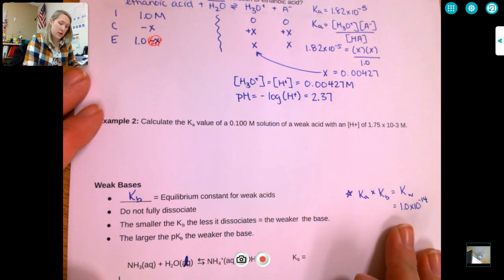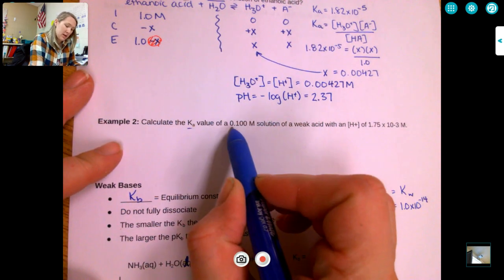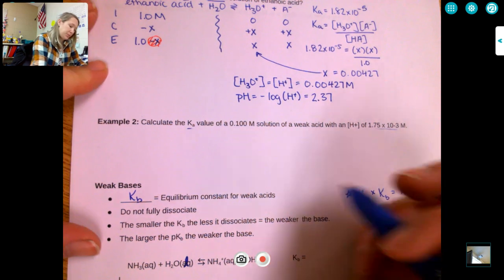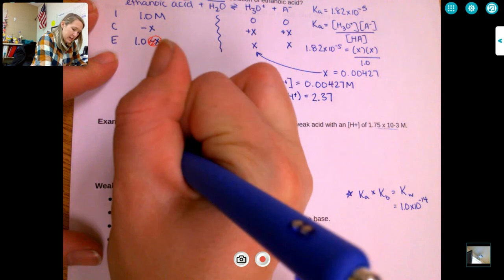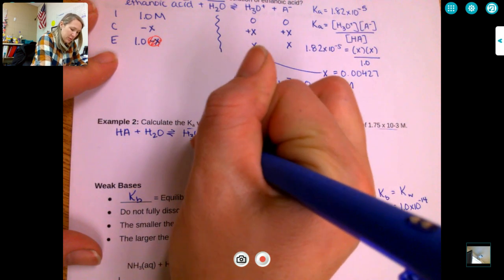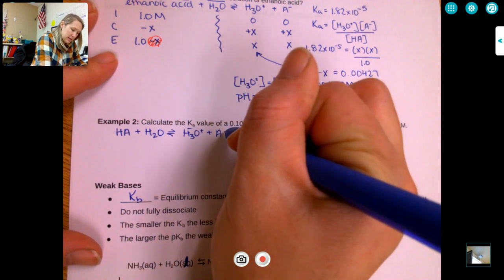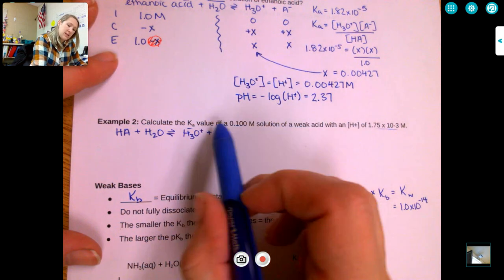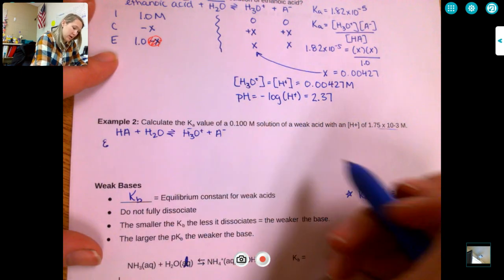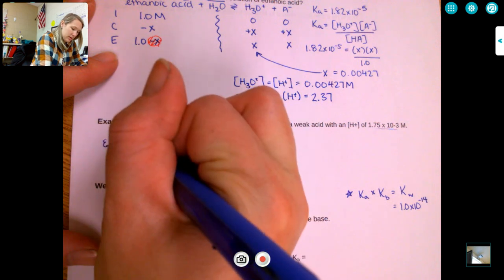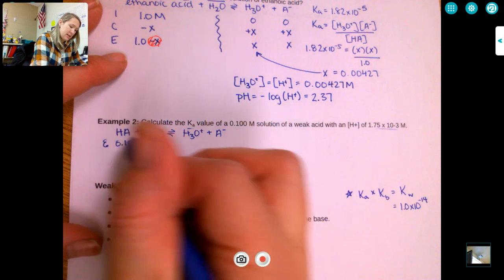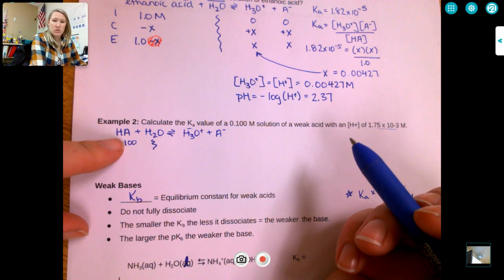What if I want to go the other direction? What if I want to calculate the Ka based off of a concentration of a weak acid with its known hydrogen ion concentration? Well, again, for a generic acid in water, I have H3O plus and A minus. Okay. This is clearly at equilibrium. I'm asked to find Ka. So at my equilibrium, I have a 0.1 molar HA. Water doesn't matter. And this is a monoprotic acid. There's just one hydrogen on the front.